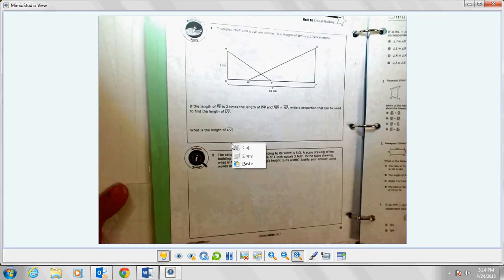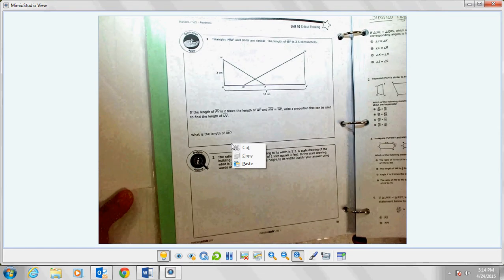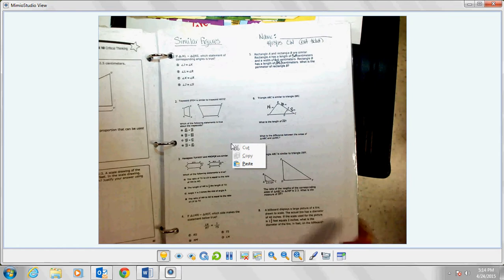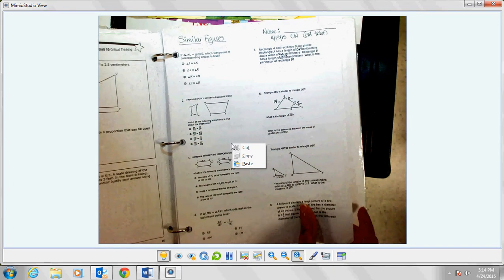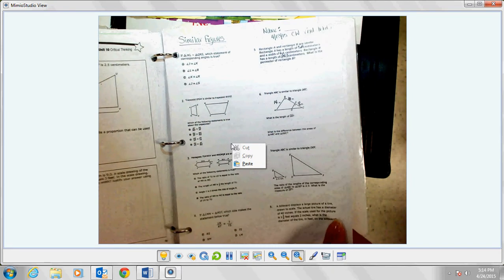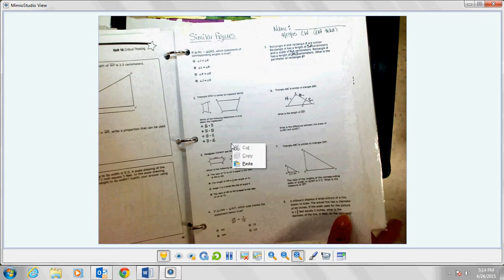And there's the back side. Then you have the similar figures worksheet or handout that you should have completed. So there's your front side. There's your back side.